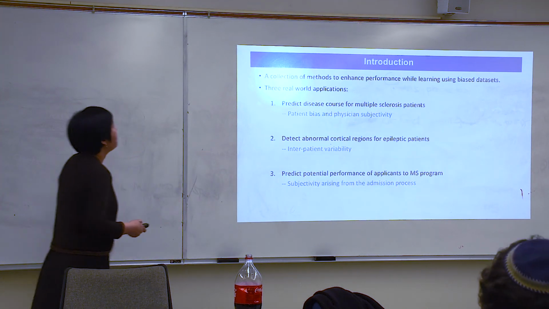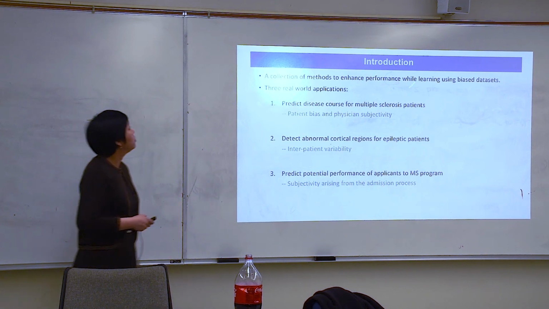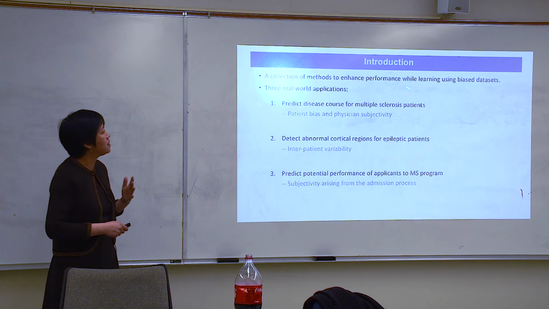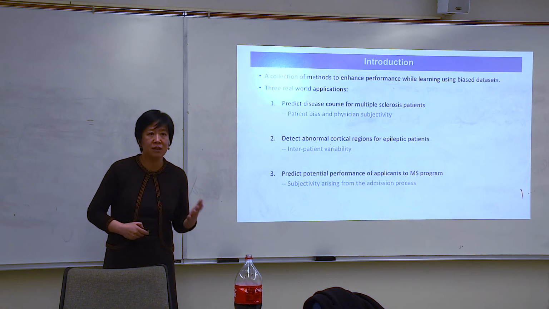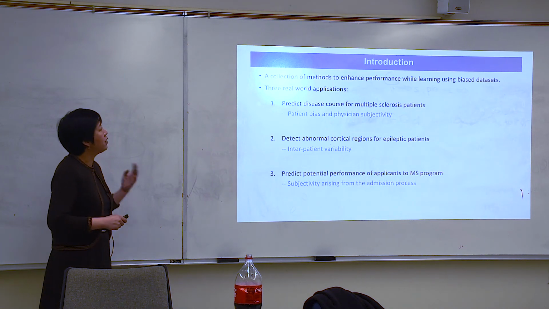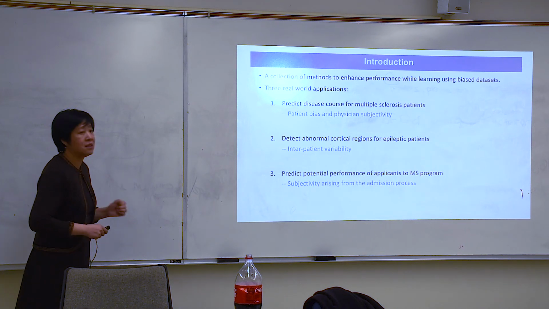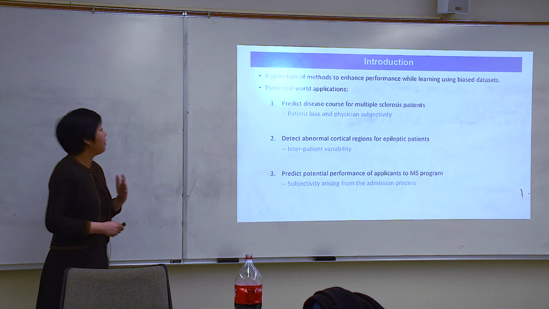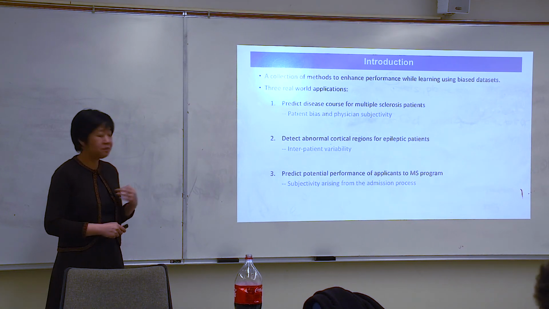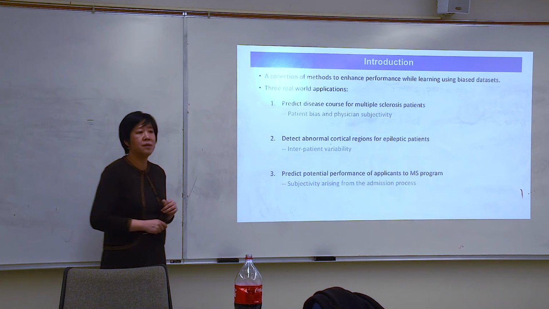So this is the problem that my research is trying to address: a collection of methods to enhance performance when learning with data that has this kind of bias and subjectivity. I'm going to illustrate the models that we have developed using 3 real-world applications. Hopefully, if I may not be able to cover all of these, at least I'll be able to cover the first 2 of them. The first one is to predict the disease course for multiple sclerosis patients.